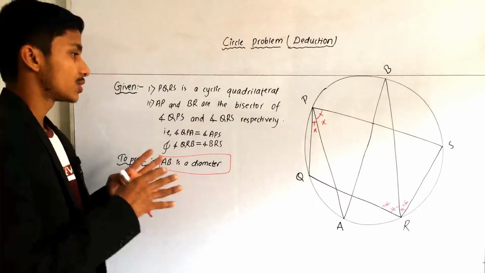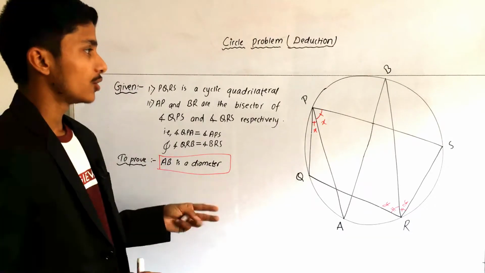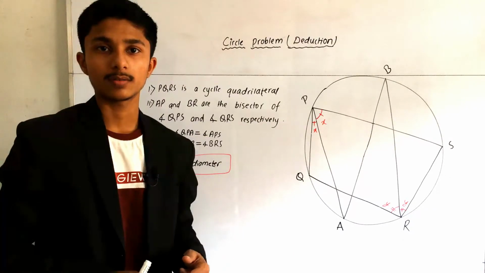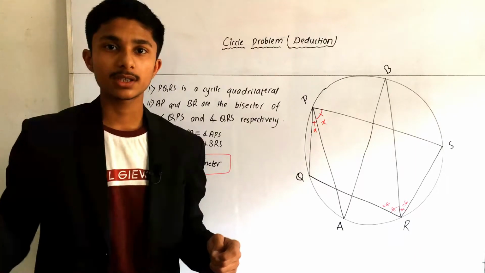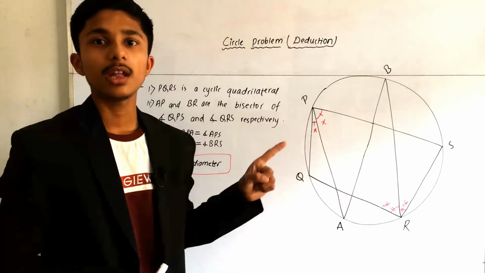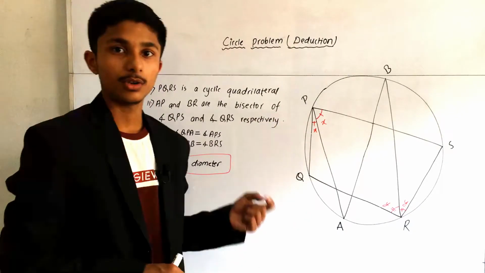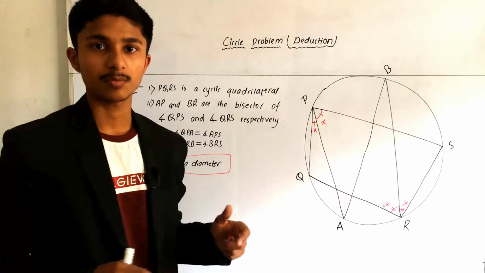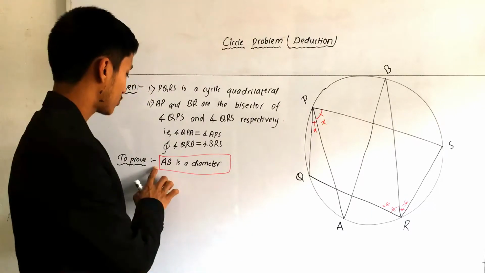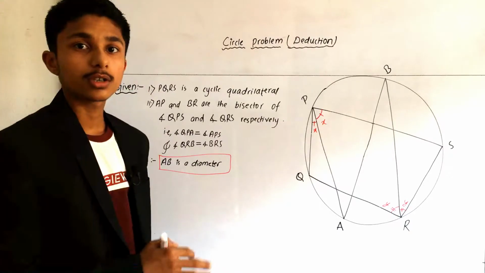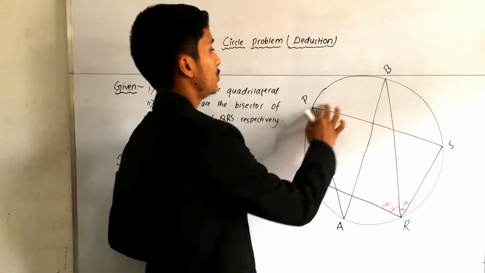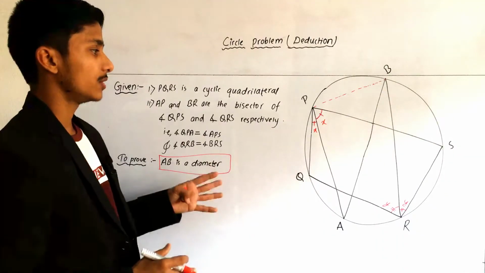To prove AB is a diameter, we need to verify a property of circle or cyclic quadrilateral. The properties are taught in previous lectures. You will get the link in the description or in the i button, so check the video before this for the concept. Now we take a construction: we join P and B. Now we solve this question.